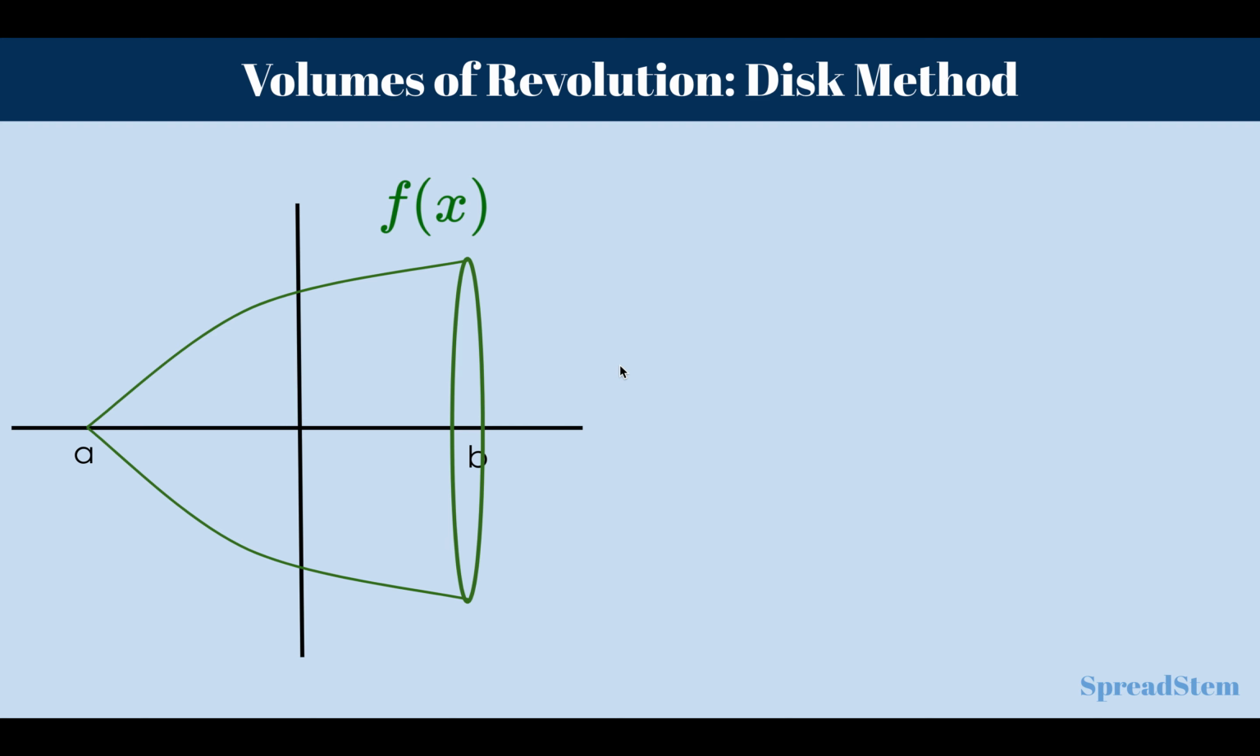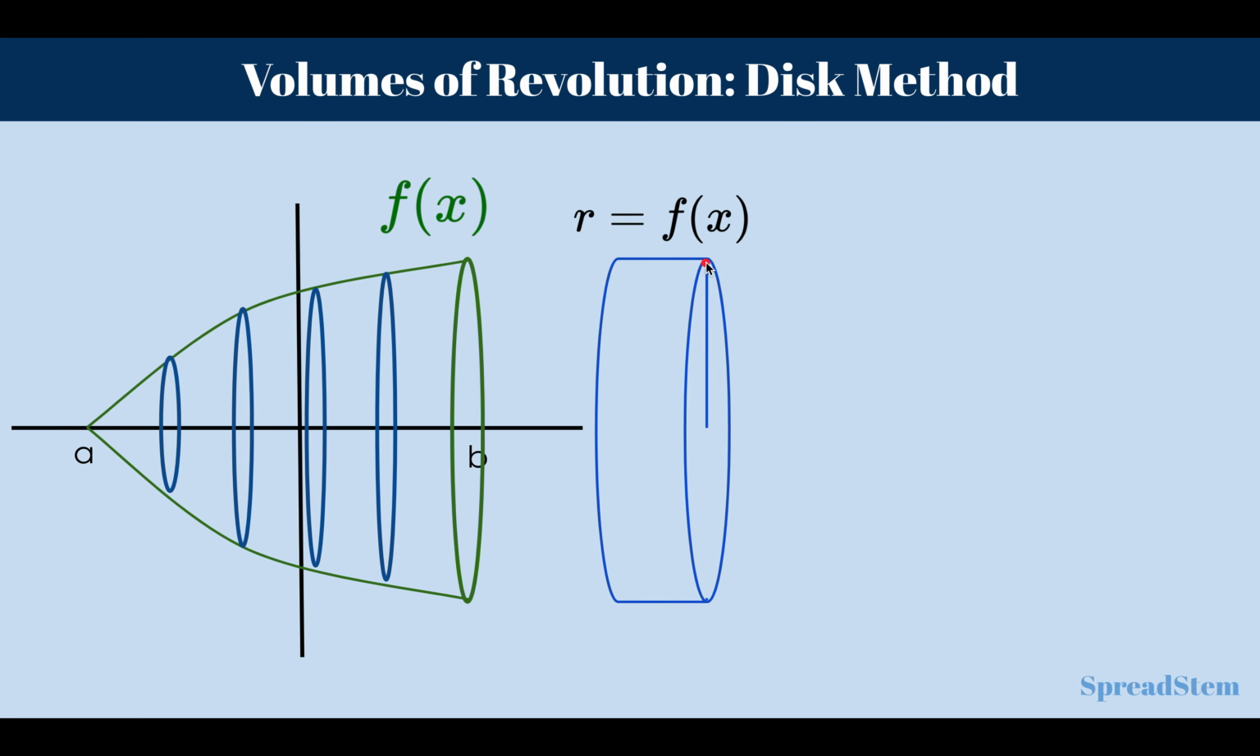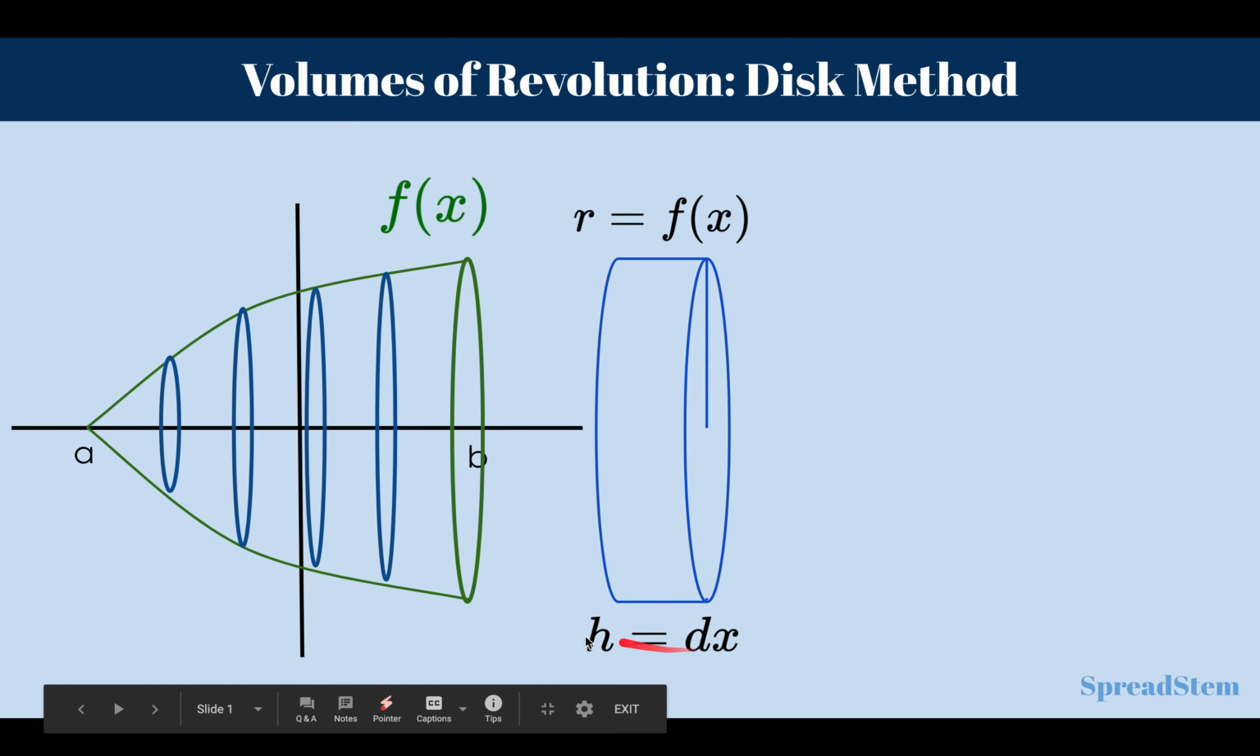Now the disk method divides this figure into infinitely many disks. I drew 4 here, but with the disk method, there are infinitely many between A and B. Now if we zoom one of the disks up, we can see that it's really just a cylinder. And the radius is f of x because it's the distance from the graph to the x-axis. And the height of the cylinder is dx, which is just a very small increment of x, because there are infinitely many between A and B.